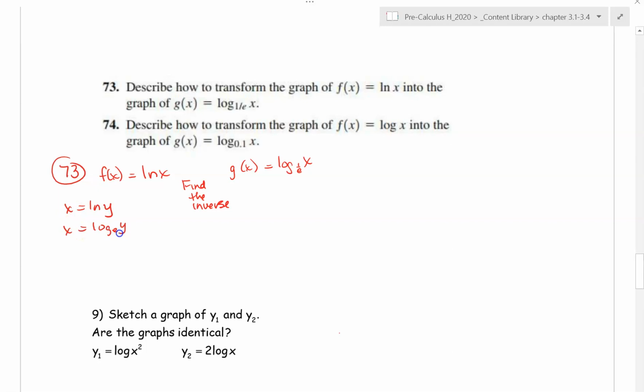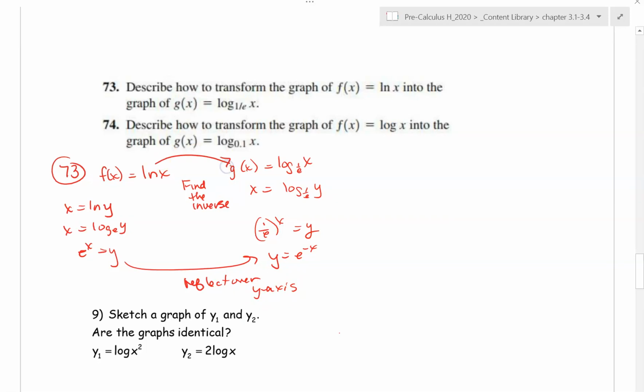Natural log is log base e. So notice that for their inverses, you have a reflection over the y-axis. So that means that for f of x and g of x, the inverse of e to the x and e to the negative x, you must be reflecting over the x-axis, because you're switching the x's and the y's. Go ahead and pause the video and try number 74.